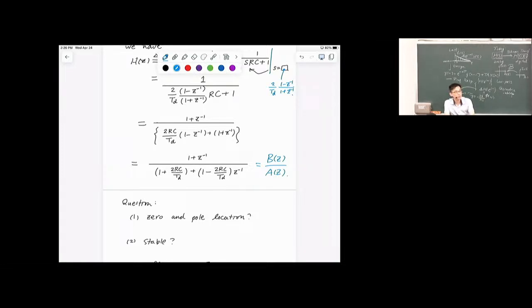So now we have B of z divided by A of z, then we can easily change that back to a difference equation. It should be pretty straightforward. No, not differential, difference. We can change that into a difference equation, and you can implement it in your computer, in your Arduino, in your whatever device, whatever processor.